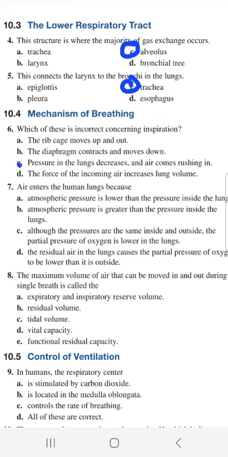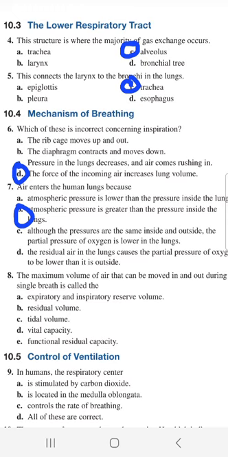No, we said that lung volume is increased by the diaphragm contracting and moving down. Pressure in the lungs decreases and air comes rushing in. Yes, all of these actions are the ones that increase the volume, not the air. Air enters the human lungs because atmospheric pressure is greater than the pressure inside the lungs, and this will cause the air to come rushing in.